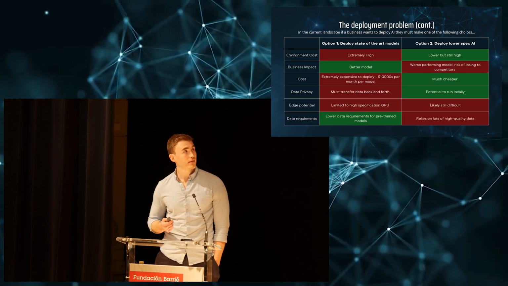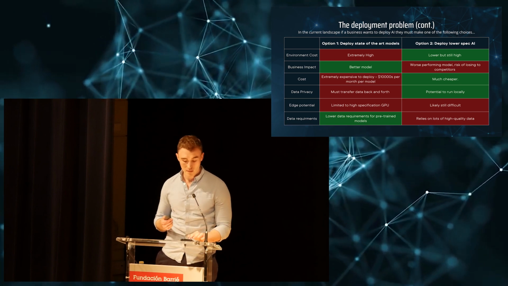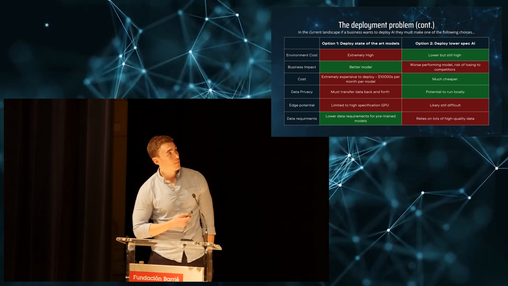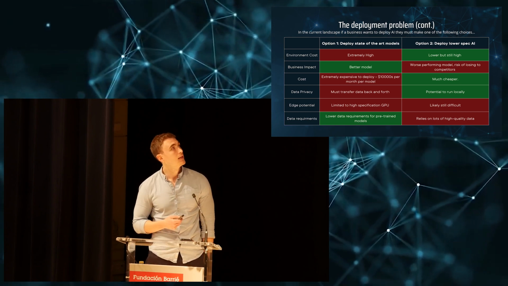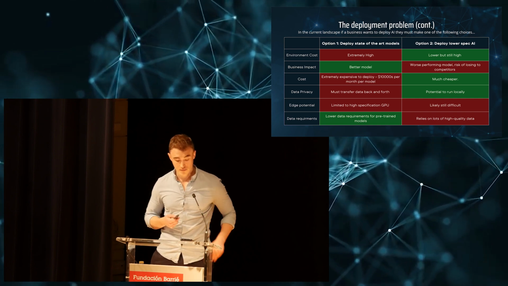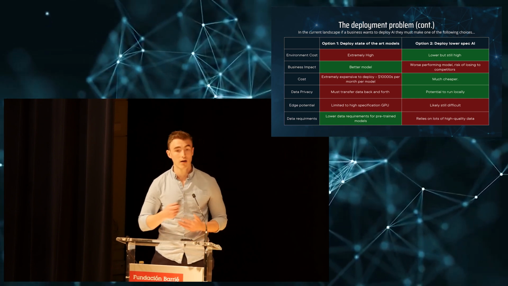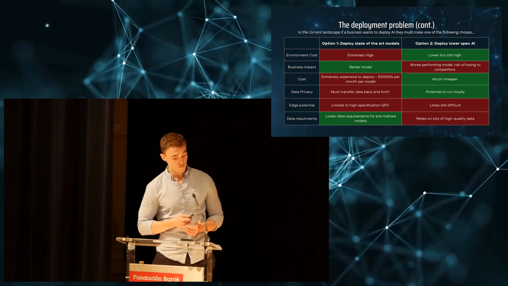So the way we see this playing out as things stand is that companies will have a couple of options. A, they can deploy the state-of-the-art models as produced by Google or NVIDIA, and pay that extremely high financial cost, and also, as we've seen as a recurring theme in these talks, the extremely high environmental cost of deploying these models.